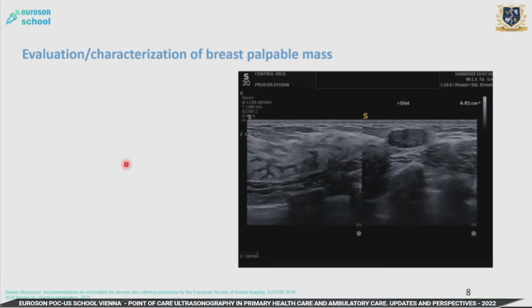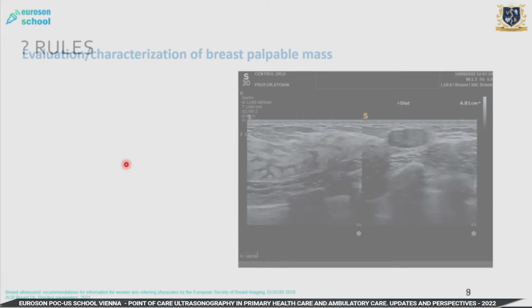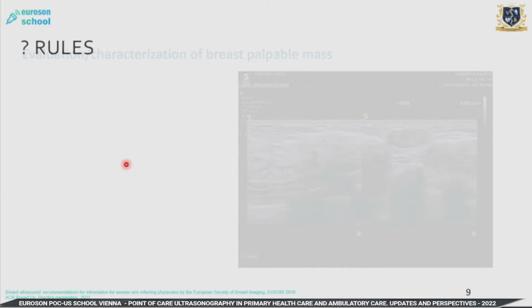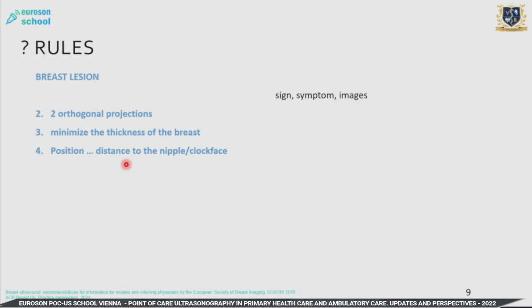What are the current rules? It's a correlation with the context. You have to use two orthogonal projections. You have to put the patient in a position in which the thickness of the breast is as small as possible. It's like the odalisque position that you use.